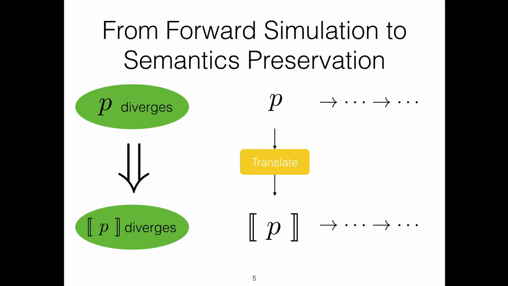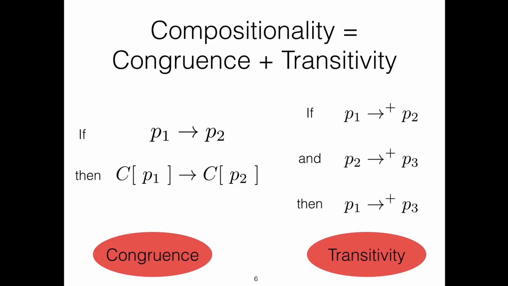Furthermore, because in the simulation diagram each source step corresponds to at least one target step, if P diverges, that is, it can take infinitely many steps, then the translation of P can also take infinitely many steps.